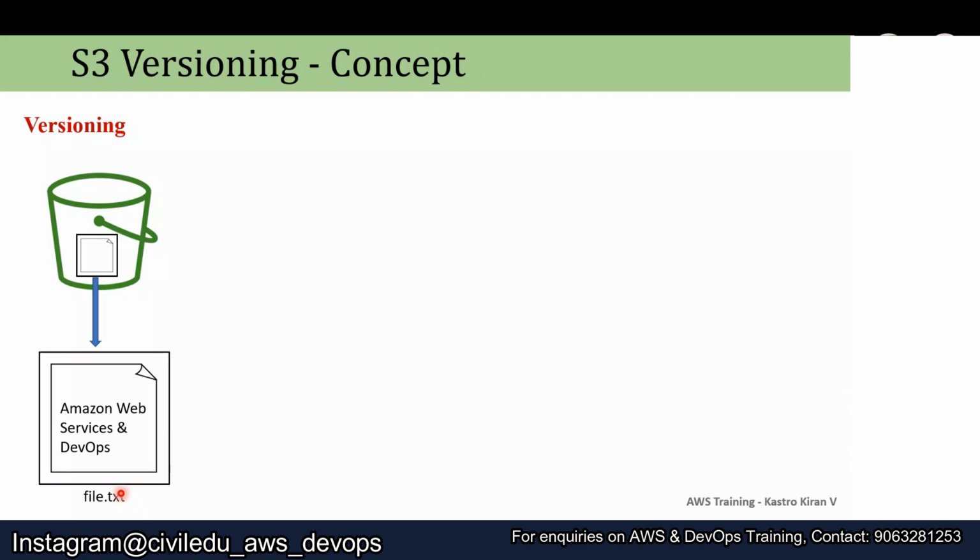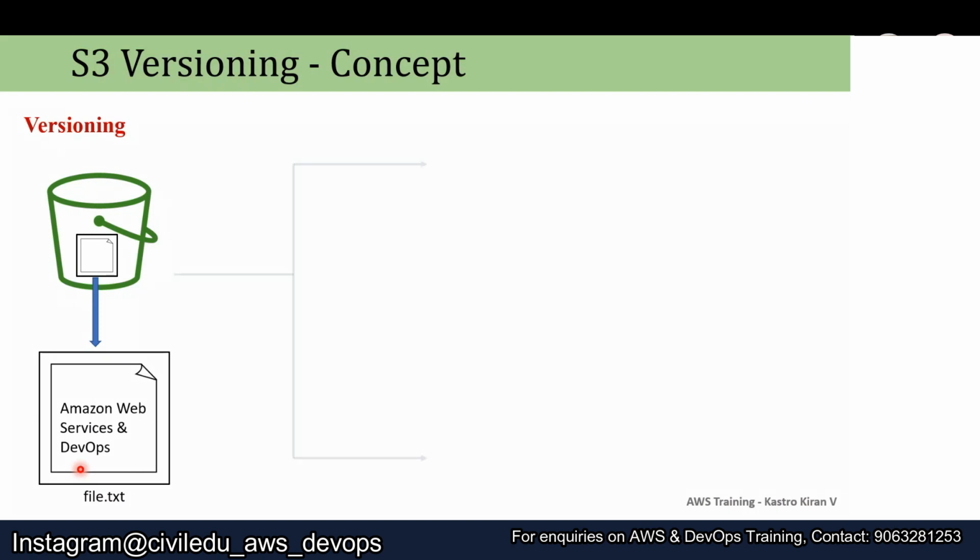Let us say there is a file with the name file.txt, and the content available in file.txt is Amazon Web Services and DevOps. So what I have done so far is create one bucket, and in that bucket, I have uploaded an object, which is basically a text document. The name of the text document is file.txt, and the content inside the text document is Amazon Web Services and DevOps.